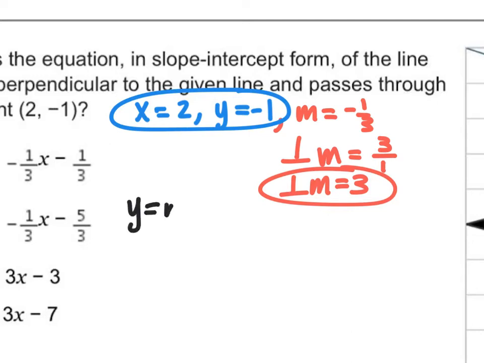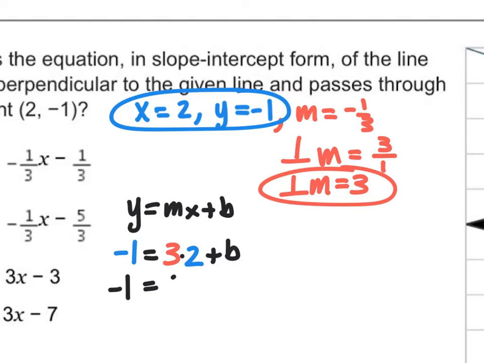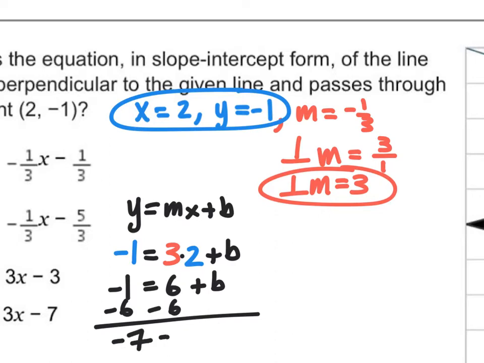So y equals mx plus b, and I get that my y value is -1, my slope is a value of 3, my x value is a value of 2, and then we're going to add b to that and solve for b. So now I have -1 is equal to 6 plus b. If I subtract 6 from both sides, then I get that -7 is equal to b. All right, and that's pretty simple.